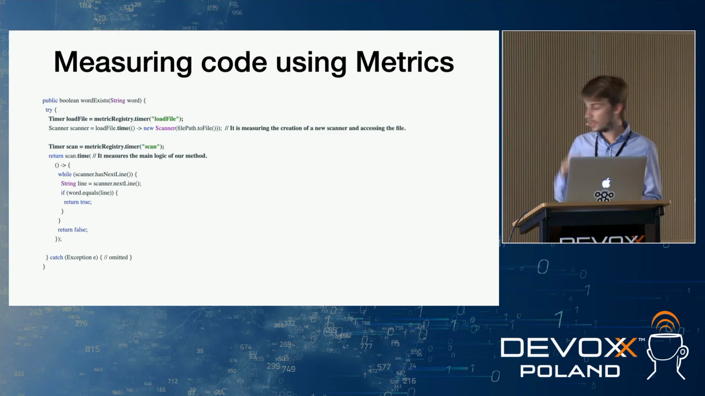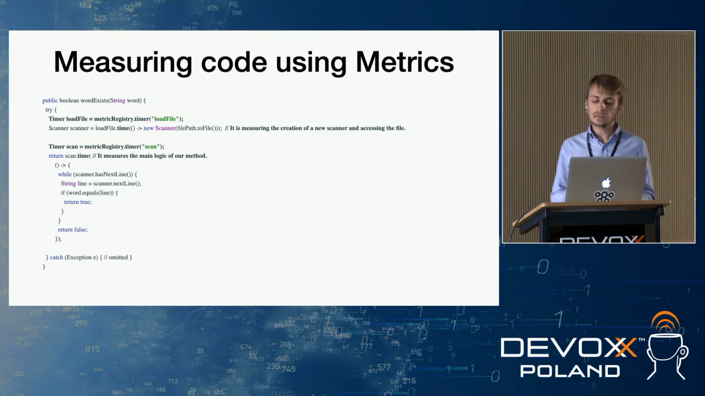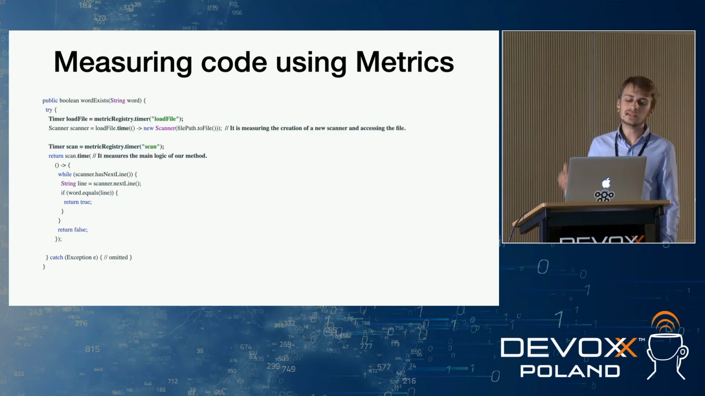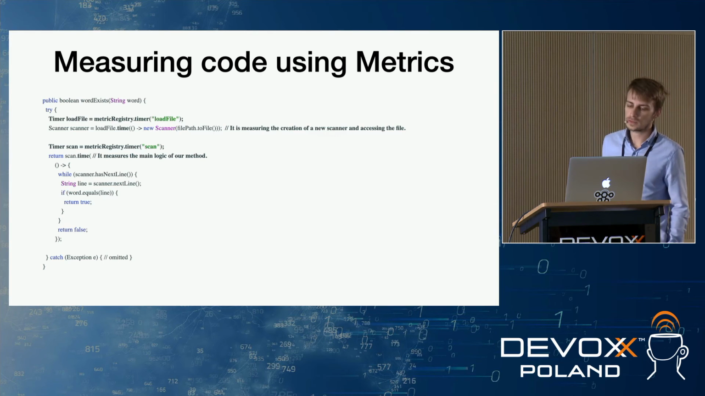And we can measure this code using metrics. So the word exists method contains two main functionalities. The first one is loading the file containing those words to check. And the second one is the scan phase that tries to find if the actual word does exist. And we can wrap both stages into separate timers to measure every invocation of those methods and give us more detailed information about their performance.